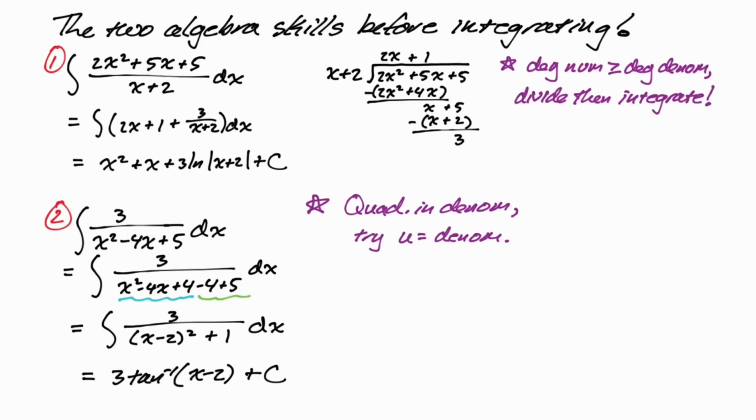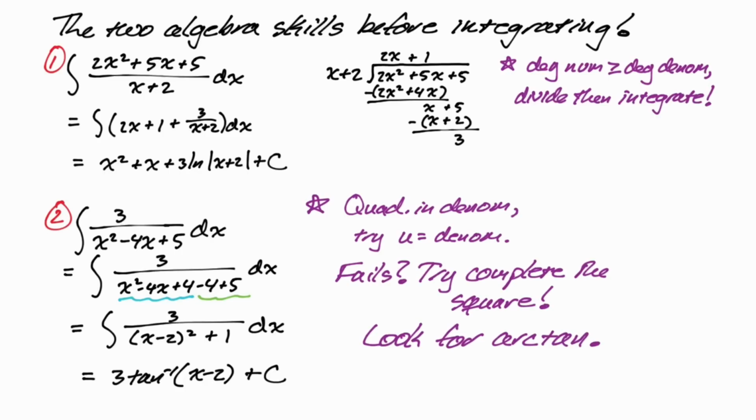So if you have a quadratic in the denominator and u substitution, you should always just try to make u equal the denominator. If that fails to work, you should try to complete the square, and then you should be on the lookout for an arctangent in your answer.